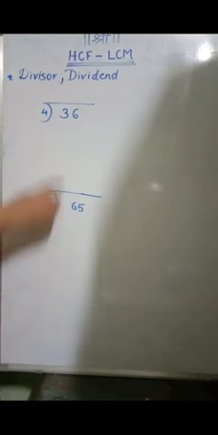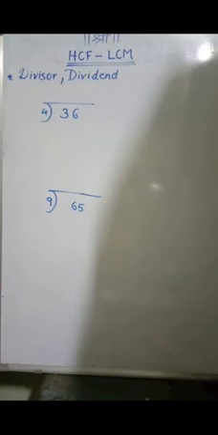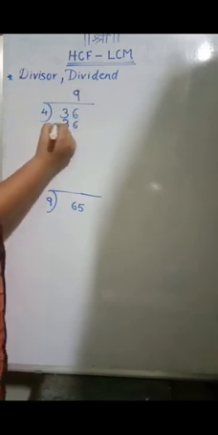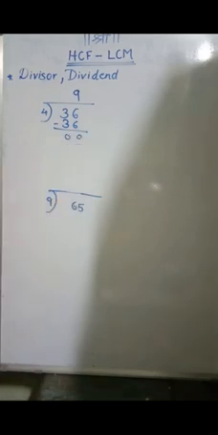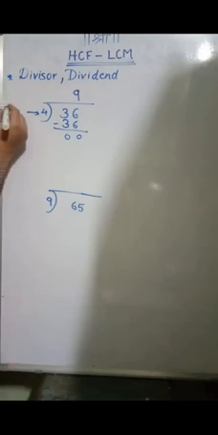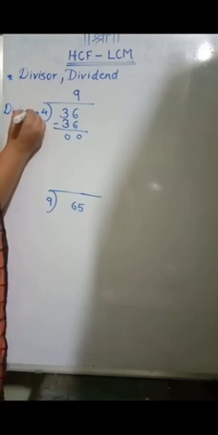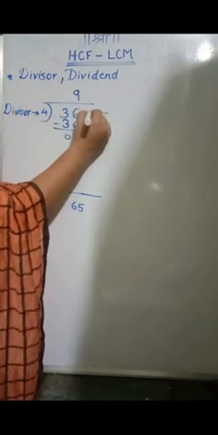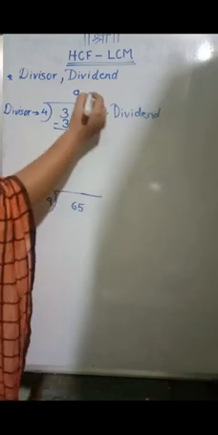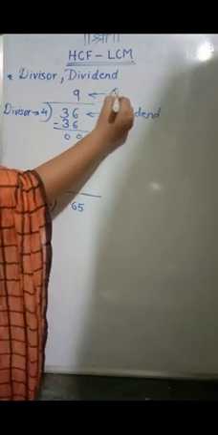The first one is 36 divided by 4. So we'll do a normal division. 4 how much are 36? Yes, 4 9s are 36, and the subtraction will give us answer 0. So what is 4 in this sum? Yes, it is the divisor. 4 is divisor and 36 is dividend. Whatever we get up is called the quotient.